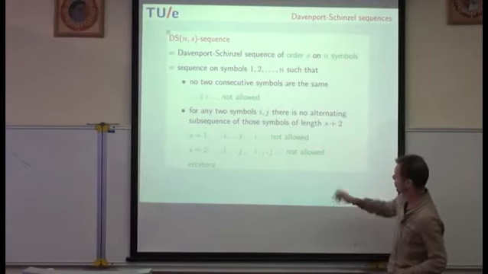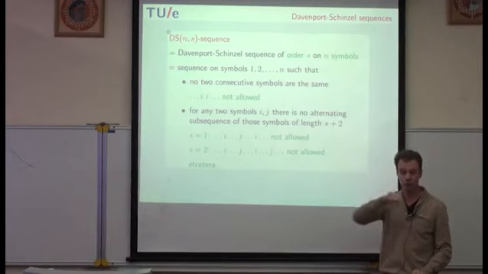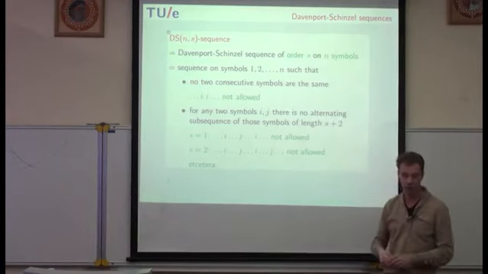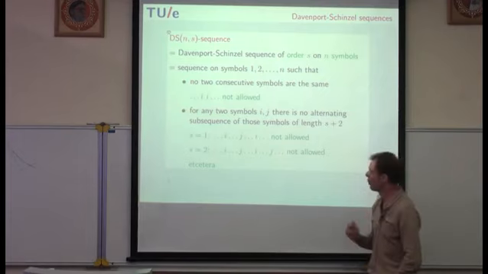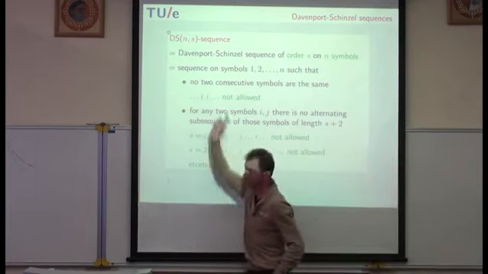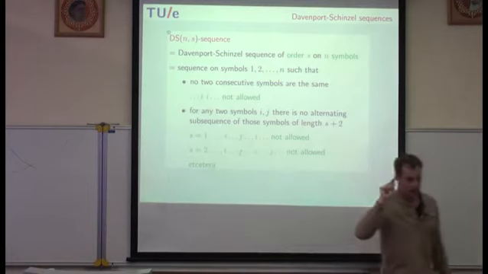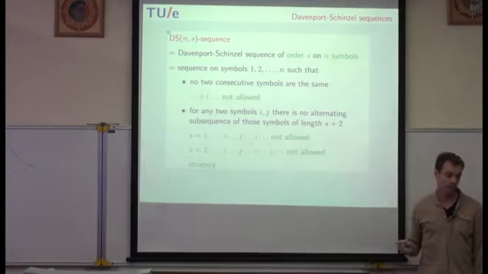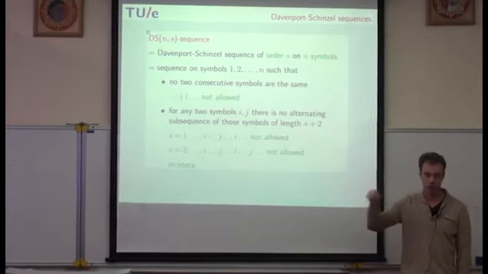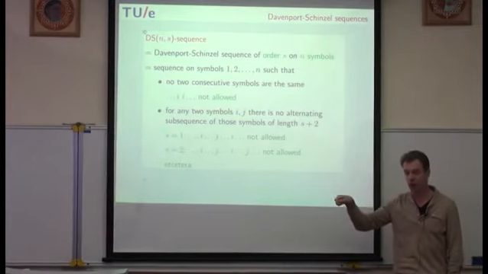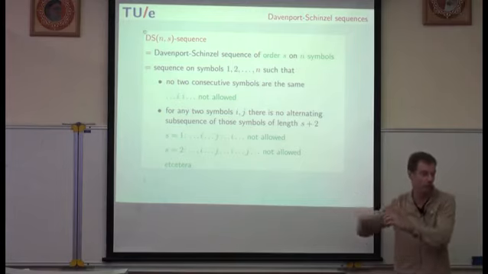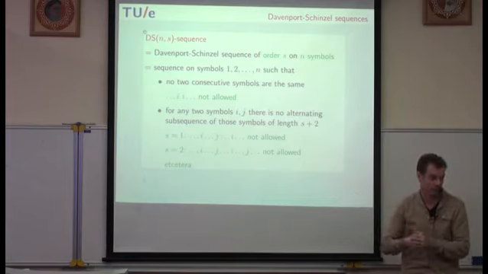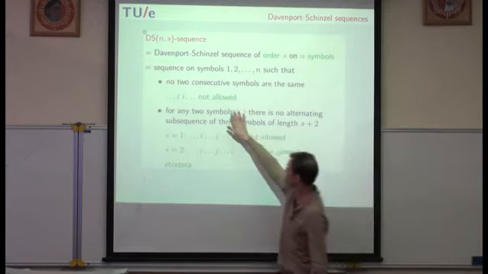Okay, so you just have a sequence 1, 3, 5, 2, 2, 5, and so on. But there are two conditions. One is that you're never allowed to put the same symbol twice in a row. So 1, 2, 3, 5, 5 is not allowed, because you should first have something else in between before you can use 5 again. Okay, so this is the first thing.